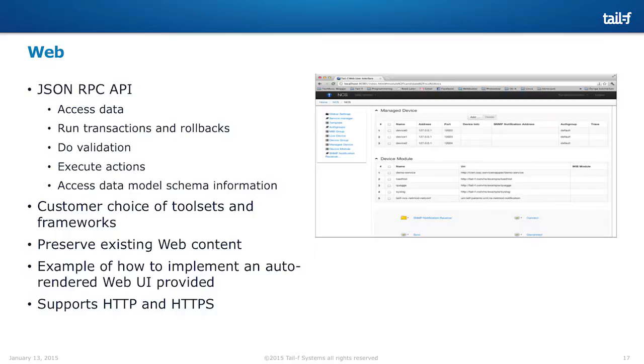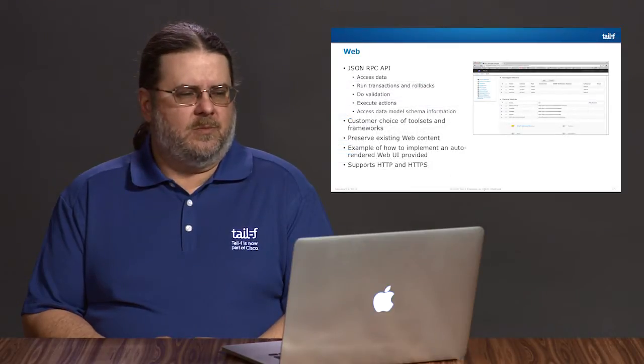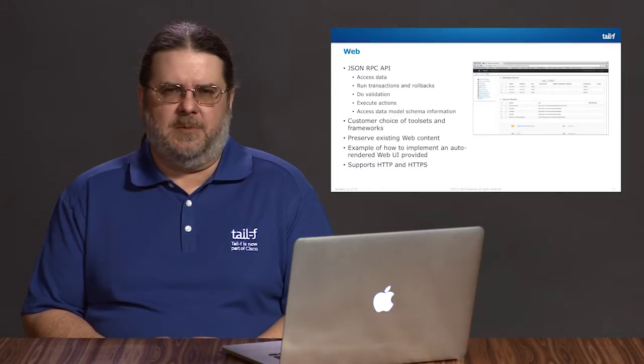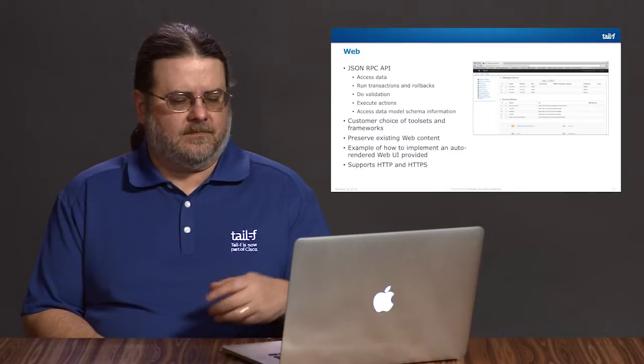ConfD includes an example of how to implement an auto-rendered web UI via the JSON RPC API. This example is meant to be used for example purposes and uses Dojo, but again, you don't have to use Dojo. You could use any tool set or framework you'd like as part of your web content. And of course, the web supports both HTTP and HTTPS for secure access.